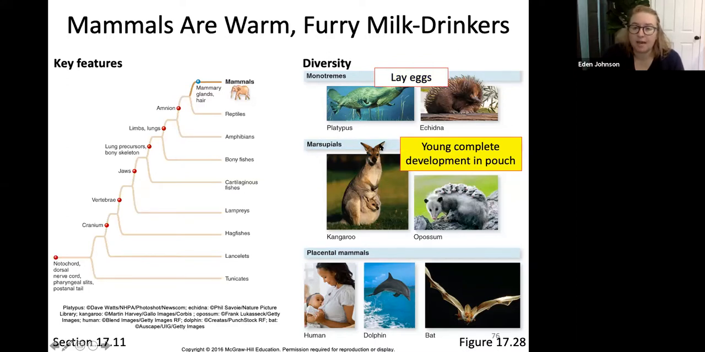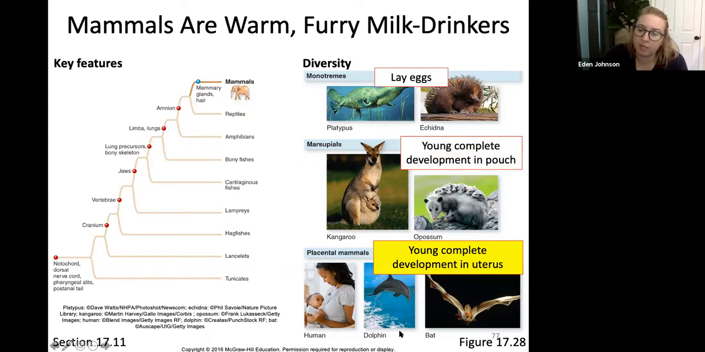Then we have our next class, which is marsupials. Marsupials develop within the uterus, then they're born premature. They're born immature, okay? They cannot survive once they are born. So marsupials have these sacs where the young complete their development, okay? So young complete development in a pouch. Then you have placental mammals like humans, dolphins, and bats, where the young complete development in the uterus, so that once it's born, it will continue to develop, but it's born with all of its organ systems perfectly functional.